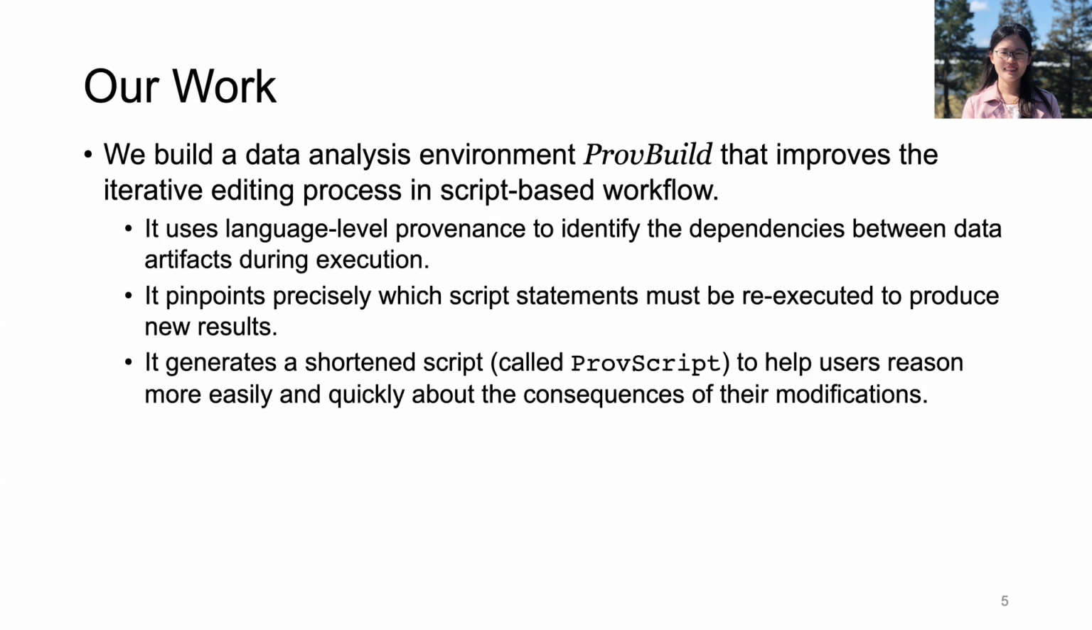In particular, we use language-level provenance, which records information about every line of code executed by a script, to identify the dependency between all data objects. In order to help reduce programmer cognitive load during debugging and decrease the subsequent execution time, ProfViews pinpoints which part of program and statement must be re-executed to produce the new result, and generates a shortened script called ProfScript containing only the section relevant and affected by a modification. The purpose of generating these short scripts is to make it easier for the user to reason about their code. We evaluate our work with 3 studies.